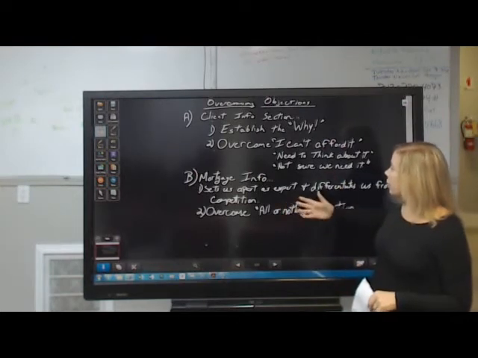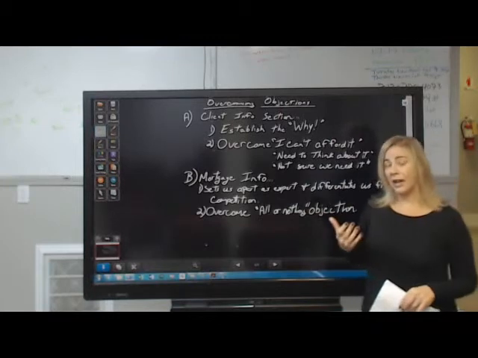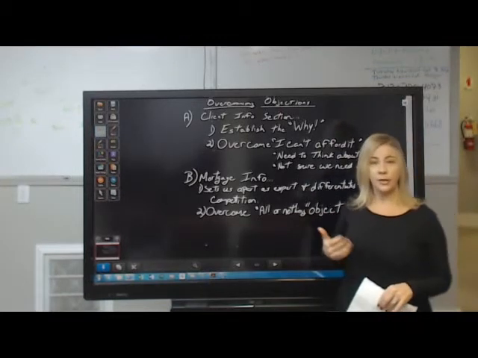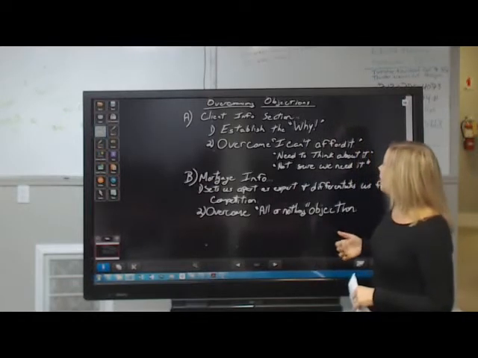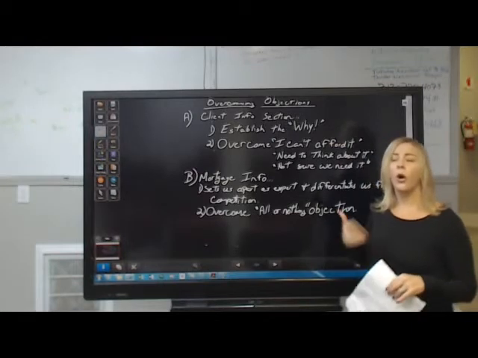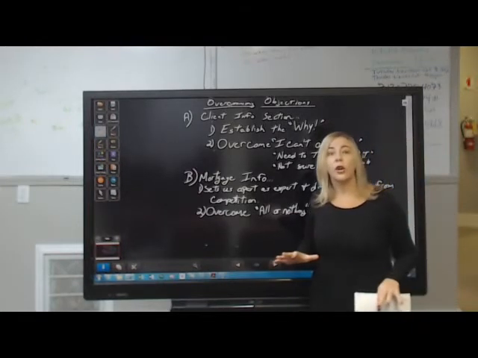So what are we doing? We're setting ourselves apart as the expert, and we're differentiating ourselves from any other competition, okay? We're also going to overcome the all or nothing objection. This is, "I want the whole mortgage, or I don't want any mortgage at all."